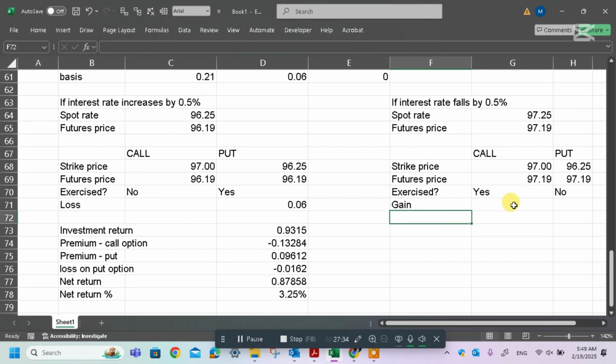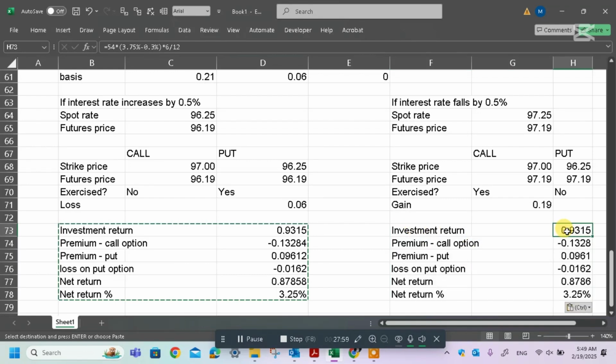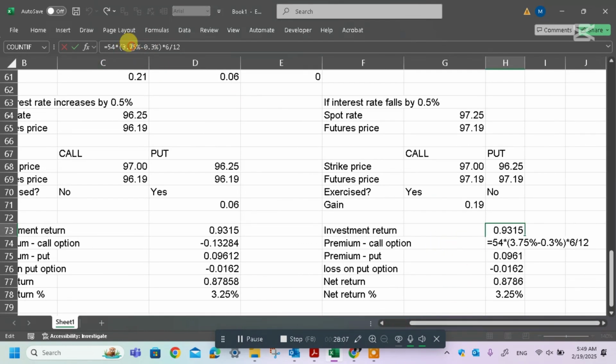Think logically, interest rate goes down, it falls by 0.5. Who needs to be protected? Investor. So investor will exercise it. Borrower will be happy the interest rates have gone down, he doesn't have to protect himself. Right. How much is the gain? This minus this. Okay. Again, let's do all these calculations. Investment return. No different in that. That will change. Why that will change? Not 3.75 percentage. It's going to be 2.75 percentage. That's the investment return. Premium is same.